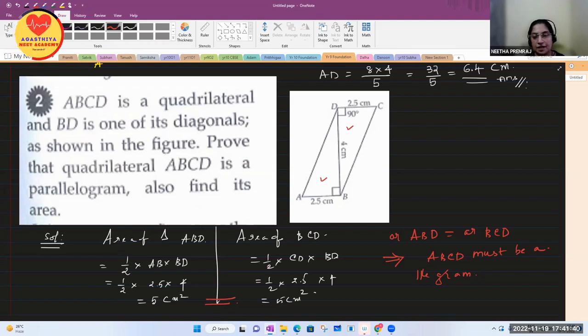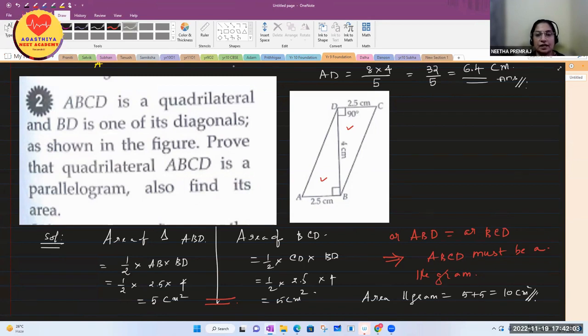Also find its area. Area of parallelogram is what? Base into height, ma'am. Already we found two triangles' area, just to add it. That's it. Is equal to 5 plus 5. That is equal to 10 centimeters square. That's it. Otherwise, you can prove by congruency criteria also.